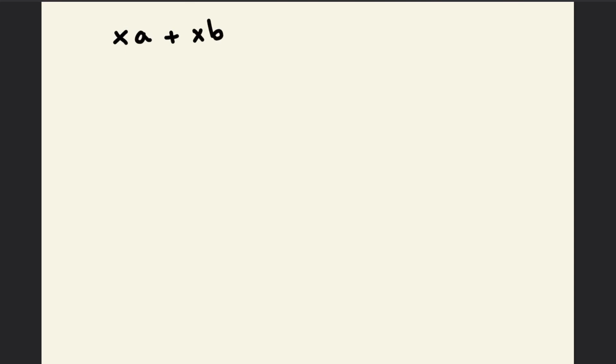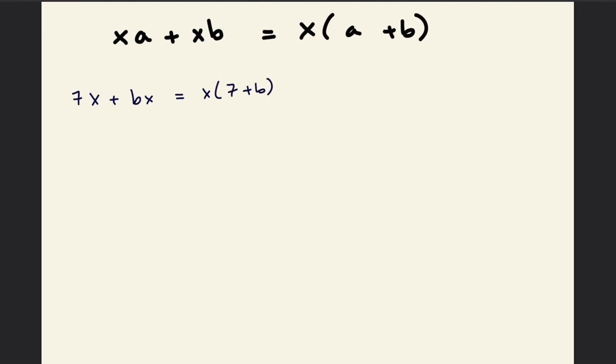And this would have you taking out the x and having it as a plus b. So let's take a look to contextualize this. So let's say I have 7x plus bx. I can rewrite this as x times 7 plus b. It makes sense, right? I'm taking out the common factor. I am factorizing. Factorizing is taking the common factor out.